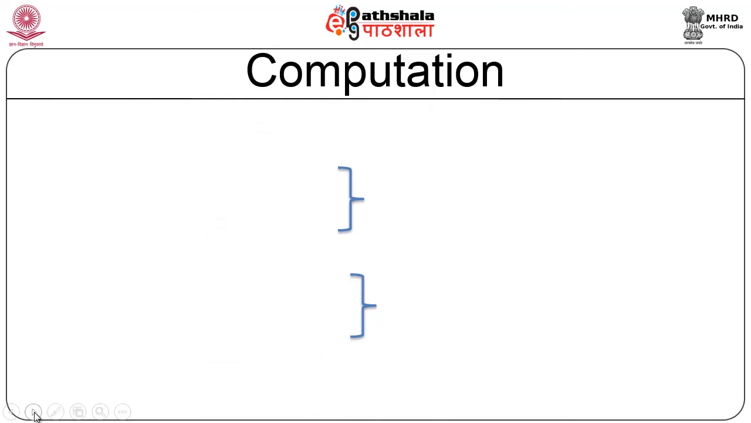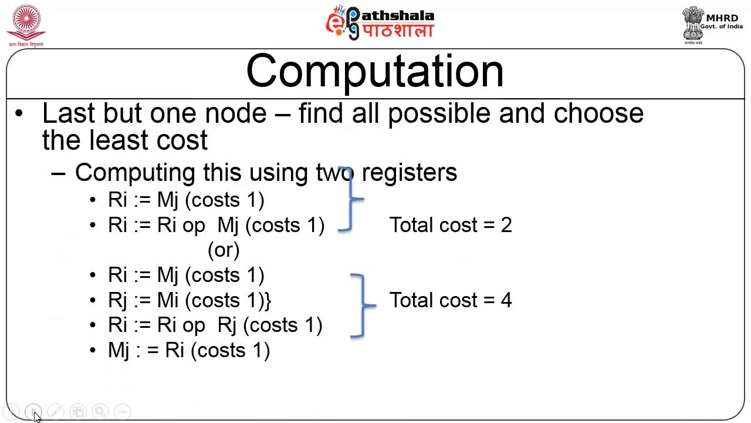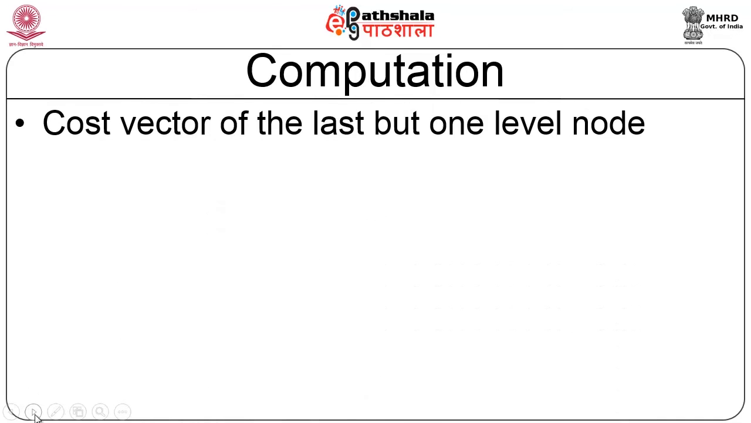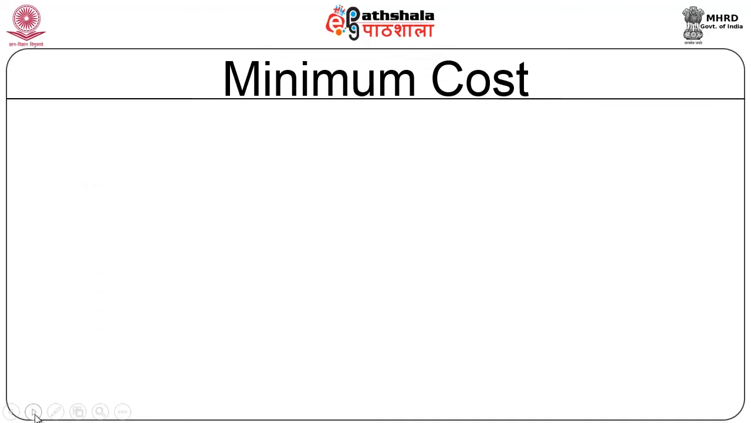The next one will be this one, where again it is similar to the previous one only. I could use 2 registers, okay. I can free 1 register, but this is cheaper compared to using 2 registers. Therefore, that is also going to be only 2. So, this computation is also going to be 3, 2, 2. So that is why the next level also had a 3, 2, 2. So cost vector of the last but one level is 3, 2, 2.